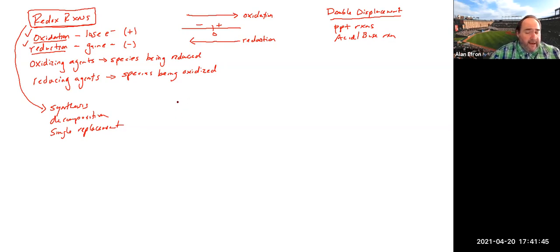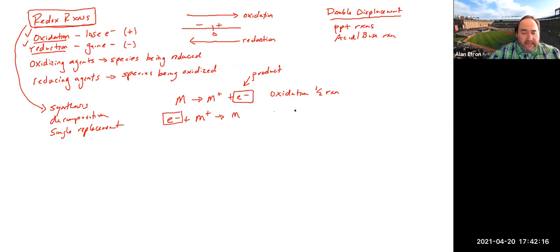Also, when we write half reactions, for example, this would be considered the oxidation half reaction because electrons are on the product side here. They are given off or lost. While if we have a reduction half reaction, it would look something like this, where we see electrons in the half reaction on the reactant side, like they are being gained.